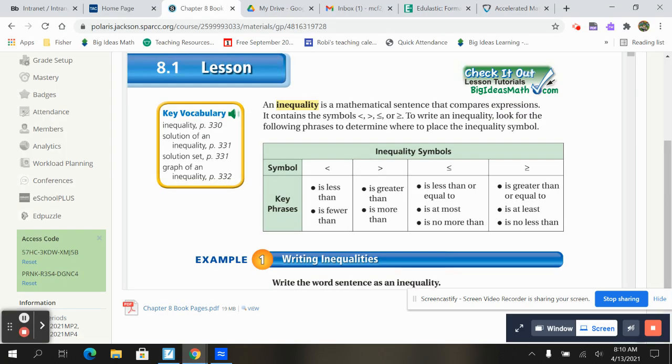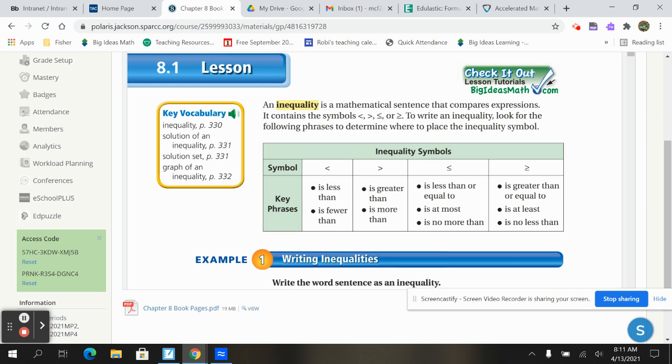Okay, so in your book, you have this page, which will be really important to you, talking about the inequality signs. You have less than, greater than, which you should be familiar with. But the words are more important today because, just like 7.1, writing an equation, we need to write inequalities. So make sure you get the right inequality sign that is appropriate.